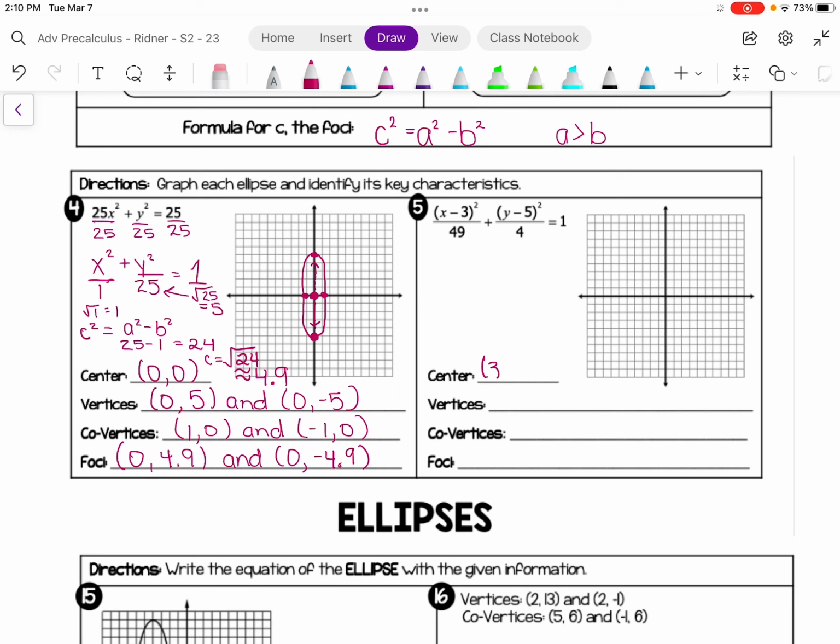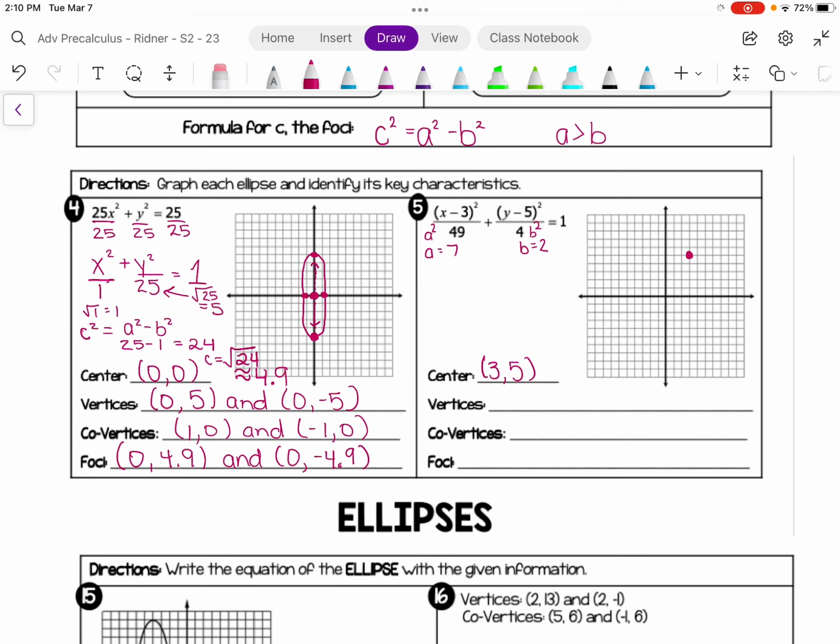So my center is at 3, 5. This is a squared, and this is b squared. So a is 7, b is 2. I didn't say this, but I'll go back. It is already equal to 1, so I didn't have to do any of the math that I had to before.